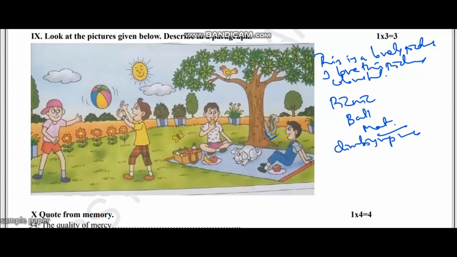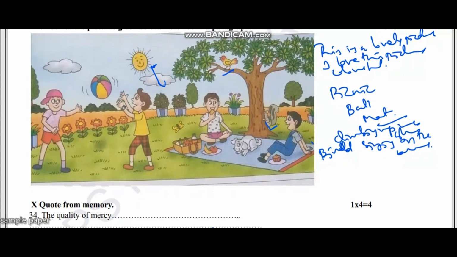Squirrel climbing up the tree, and you will also see a beautiful bird singing or sitting on the branch of the trees, and the sun is smiling at them, and there are beautiful flowers there in the park. This way you can describe and get 3 marks.